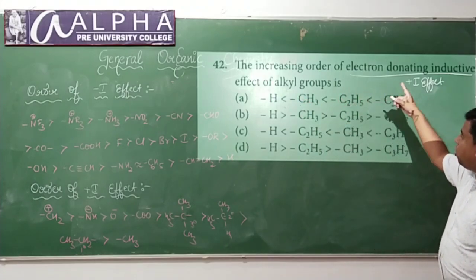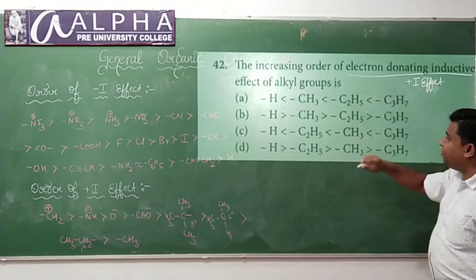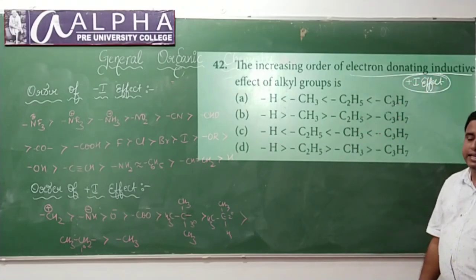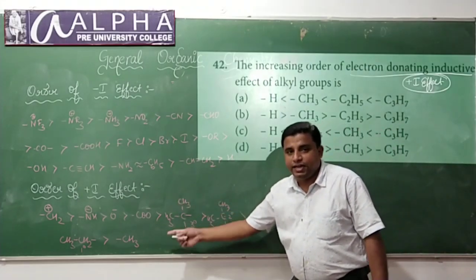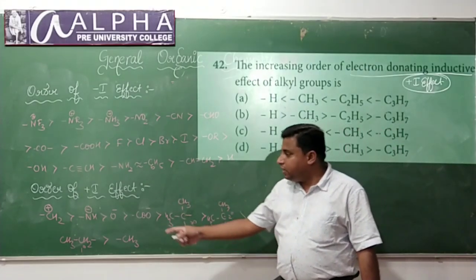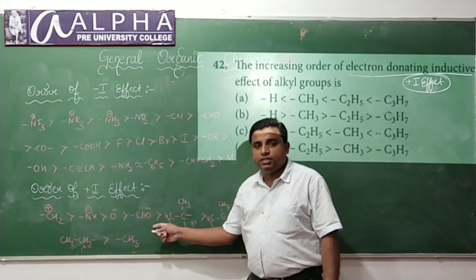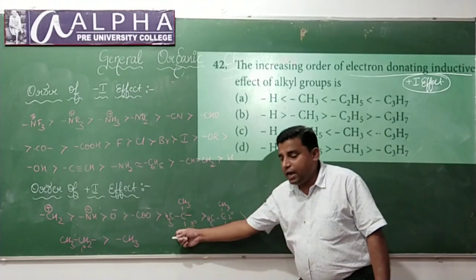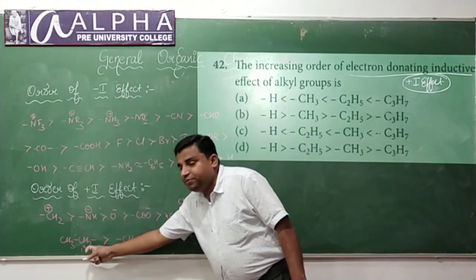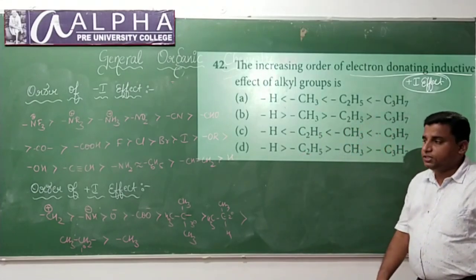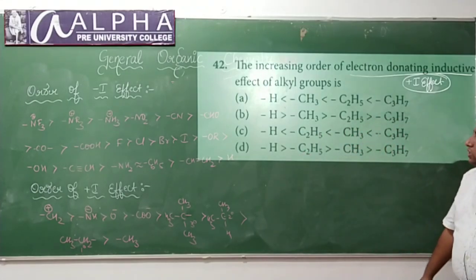So read out the question again. The increasing order of electron donating inductive effect, I told you, is nothing but the order of plus I effect. Please refer to the order of plus I effect. What is the order of plus I effect? CH2 minus greater than NH minus greater than O minus greater than COO minus. Then we have tertiary alkyl groups, then secondary alkyl groups, then primary alkyl groups and methyl group. So what will be the correct answer for this? Everything is there, a direct question.